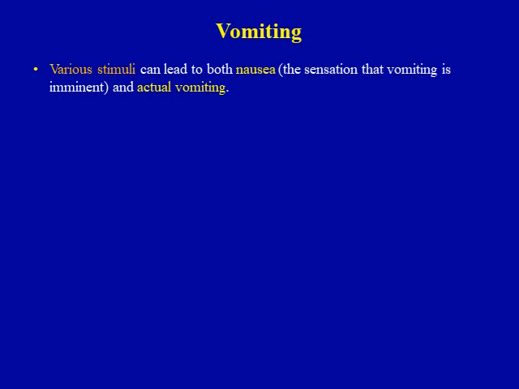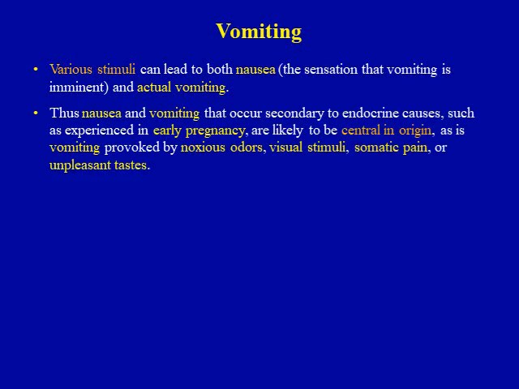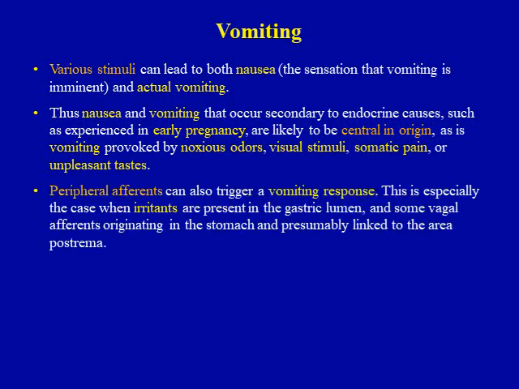Various stimuli lead to both nausea, which is the sensation that vomiting is imminent or will happen soon, and actual vomiting. Thus, nausea and vomiting that occur secondary to endocrine causes, such as experienced in early pregnancy, are likely to be central in origin, as is vomiting provoked by noxious odors or smells, visual stimuli, somatic pain, or unpleasant taste. These are all central triggers of vomiting.